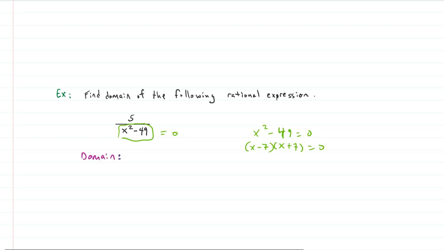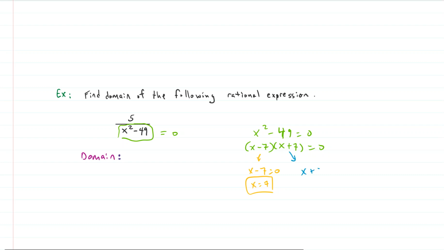If we set both of those equal to 0 and solve, we get x minus 7 equals 0. If we add 7 to both sides, we get x equals 7. So if we put 7 in the bottom of our rational expression, we get 0, because 7 squared minus 49 is 0, because 49 minus 49 is 0. Let's try the other one.